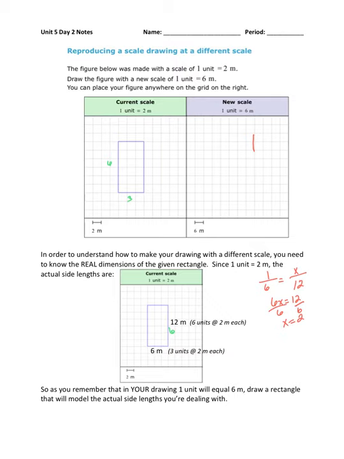Now, we've got to find out how far across. The scale is still 1 to 6. We know the real length. We don't know how many units, do we? I'm going to use y. The real length is 6. 6y equals 6, divided by 6. Y equals 1. So I'm going across 1.